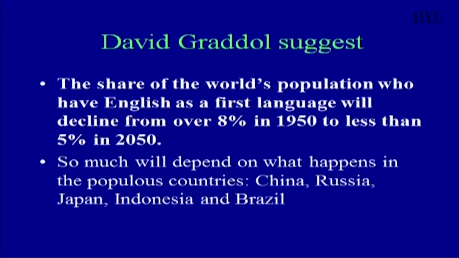Please remember, English is a global language in the contemporary global society. However, that means that one in every three people in the world can speak or use the English language, even though at different levels of fluency. However, we must remember that there are still two thirds of the world population who cannot speak or use English. So the future of English depends much on what happens in the populous countries like China, Russia, Japan, Indonesia, and Brazil.